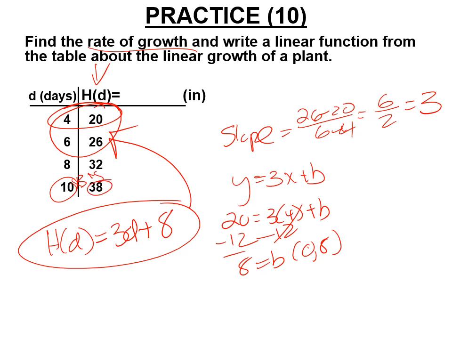3 times the number of days plus the starting height. What does that mean? When it was planted, it was 8 inches tall. I didn't say feet or inches, but 8 feet would be a lot. It could be centimeters. Well, it's growing 3 per day. It was 8 when it was planted. Let me make sure I don't mess you up there.